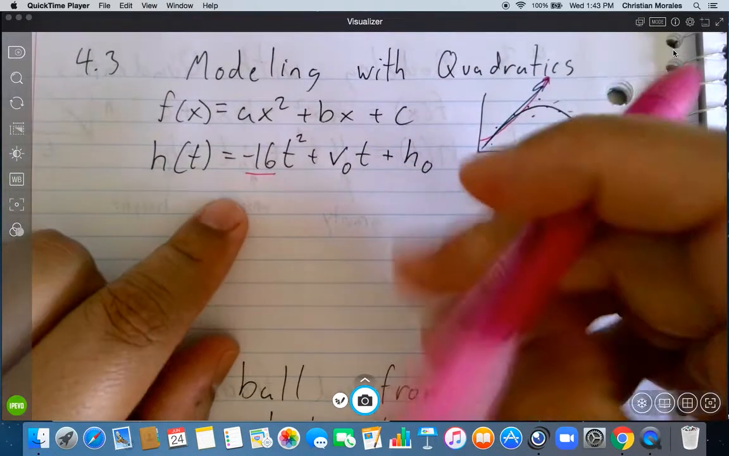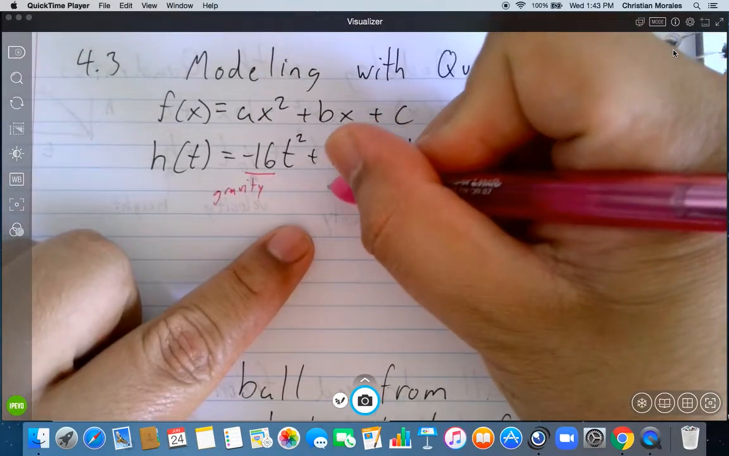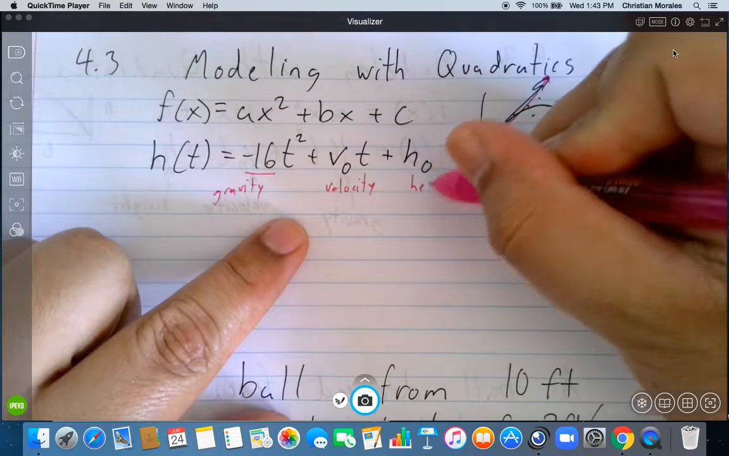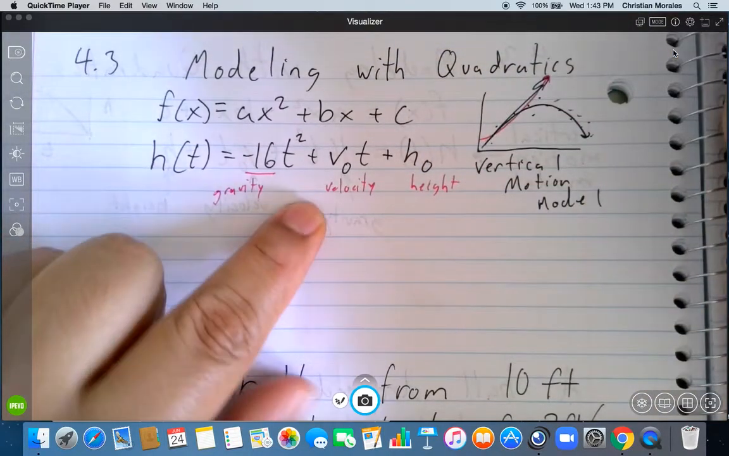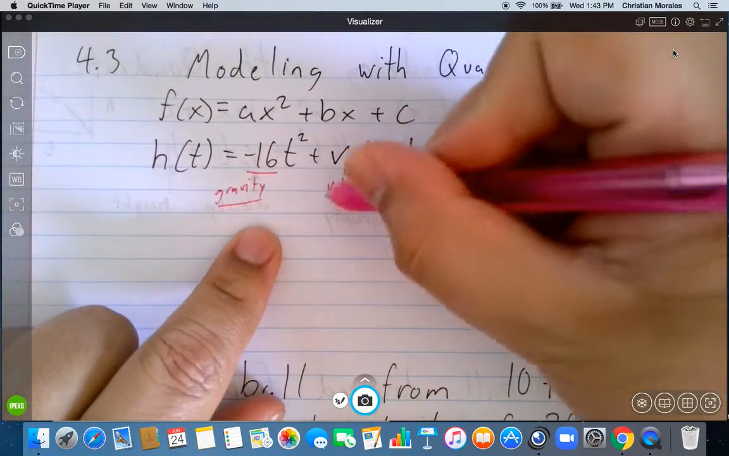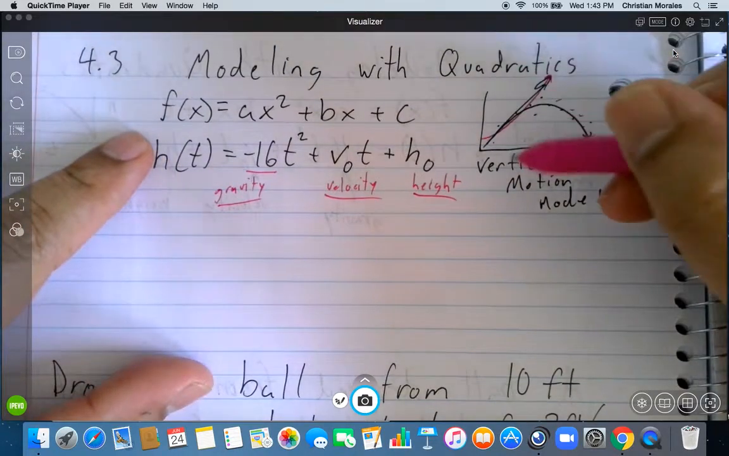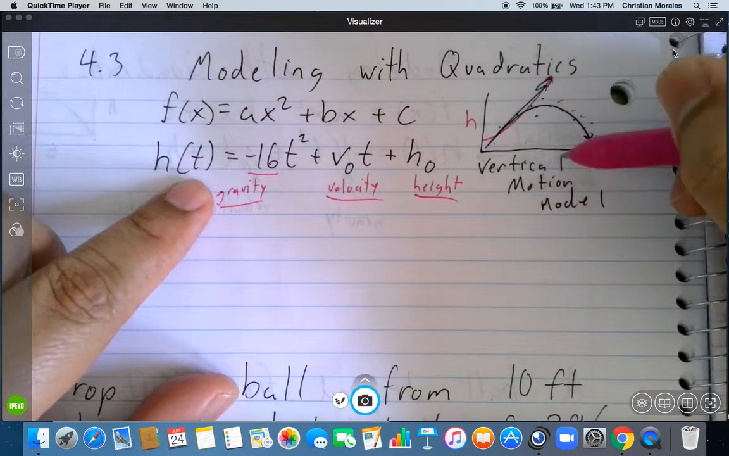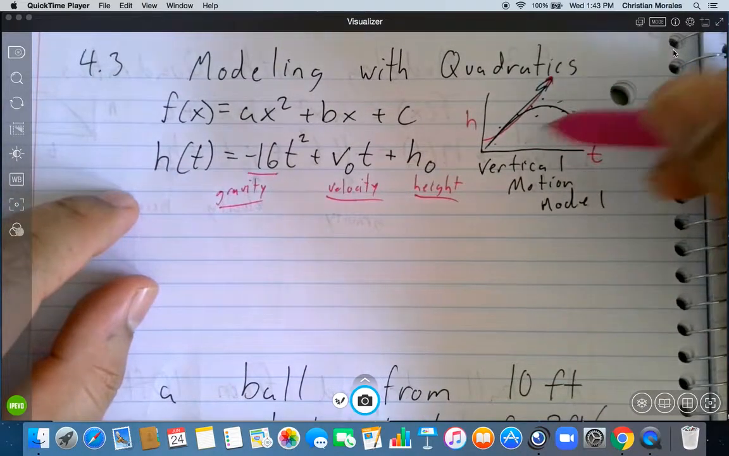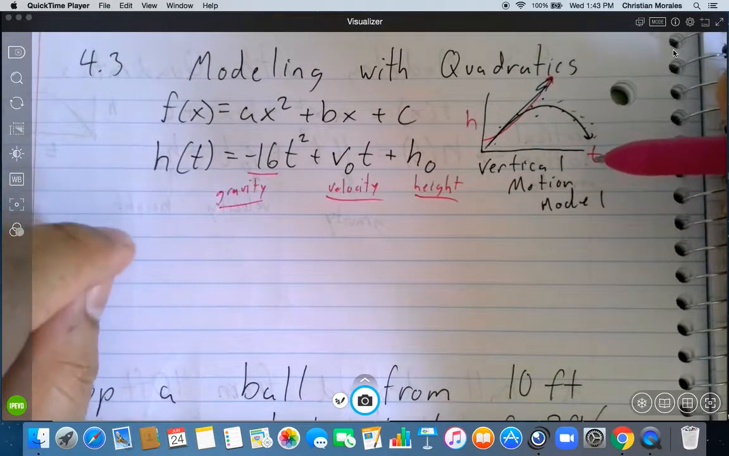The last thing is the initial height. So we have gravity, which is represented by 16. We have the velocity, which you have to find out of the object, and the height at the beginning. And they're usually called the initial velocity and the initial height. So we have to find these things when we're going to use this model to predict the height over the time. So that's what we would expect to see with this kind of model. It goes up, then comes down, right?